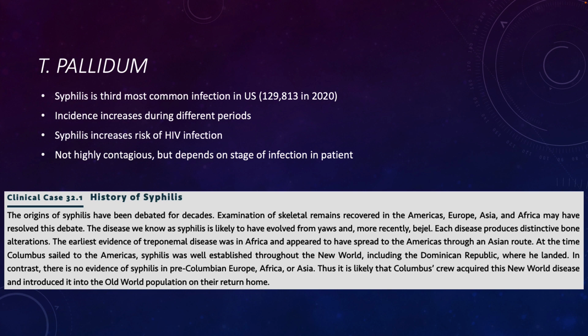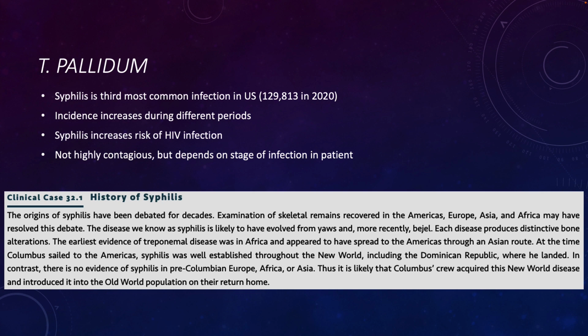So one of the interesting things about syphilis is, where did it come from? So examination of skeletal remains recovered in the Americas, Europe, Asia, and Africa may have resolved the debate. The disease we know as syphilis is likely to have evolved from yaws and more recently bejel. So these are diseases caused by different subspecies of Treponema pallidum that actually affect like the skin and soft tissue and bone. They're not common in the US at all. They're actually found, as it shows here, in Africa.